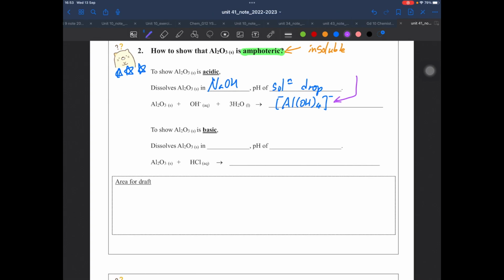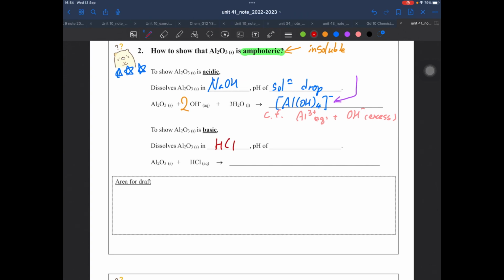So in order to balance the equation, we need 2 hydroxide ions and 3 water. Let me remind you again, compare with aluminium ion solution reacting with excess hydroxide. So you can see after the aluminium oxide reacts with sodium hydroxide, the solution's pH drops. That means aluminium oxide is acidic, right? What about if aluminium oxide reacts with HCl?